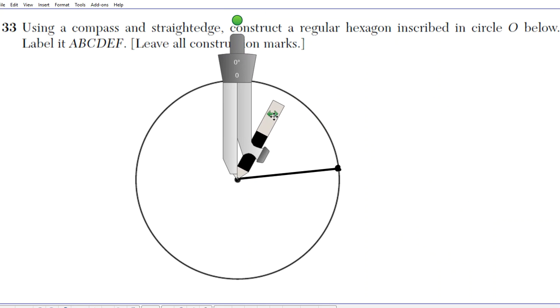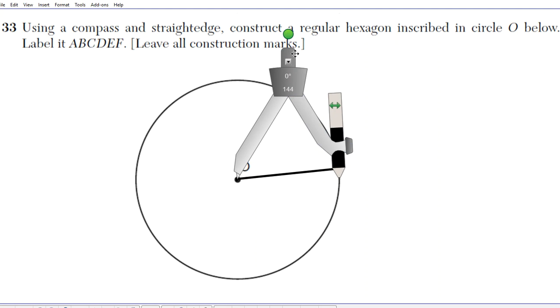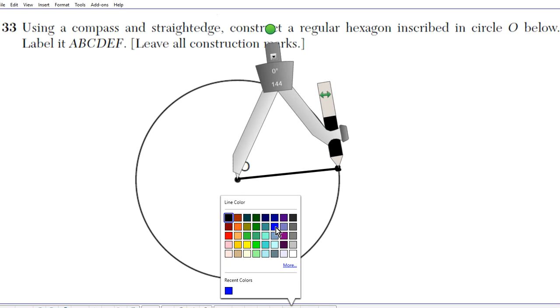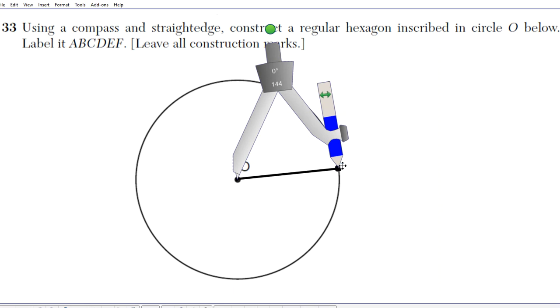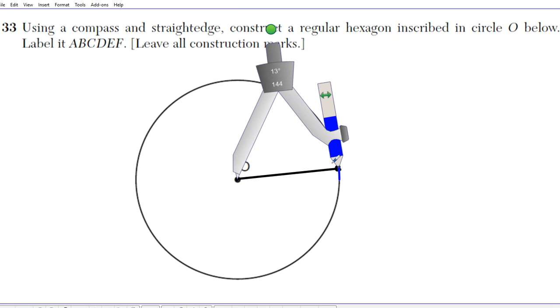So from the center, we're going to measure the length of the radius. That's what we want right there. Okay. So let me make my markings blue so you can see them. Okay. All right. So there you have it. So we have that measurement right there. So what we have now is the length of the radius.